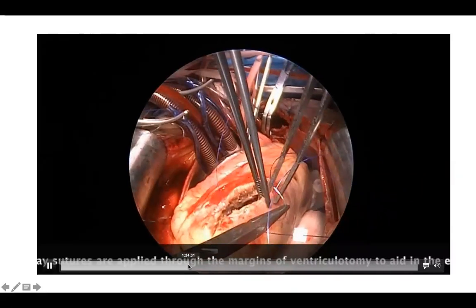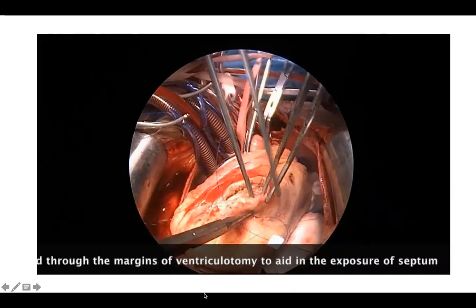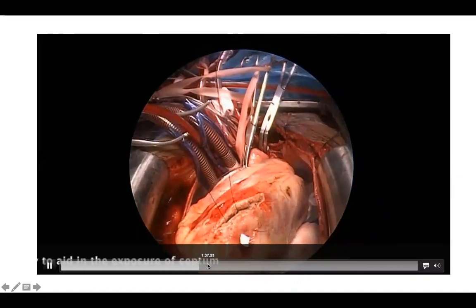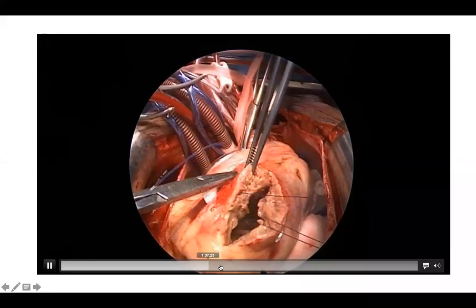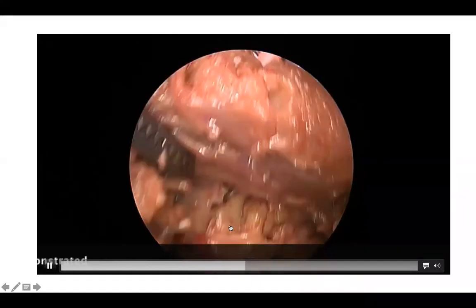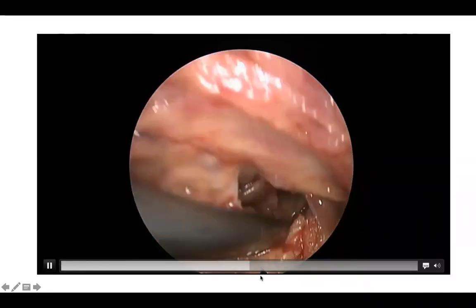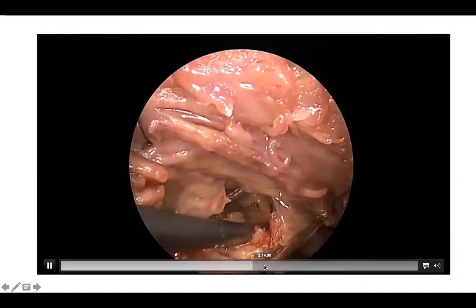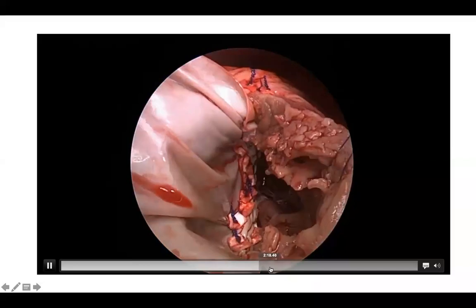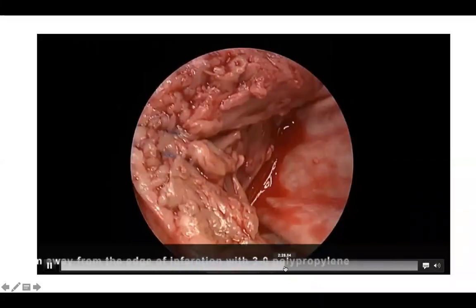So we put retraction sutures. This is the retraction sutures. After the retraction sutures, you can see this VSD is very nicely seen here. It is in the anterior septum, and the basal septum looks healthy. Then we put the stitches as I have shown.